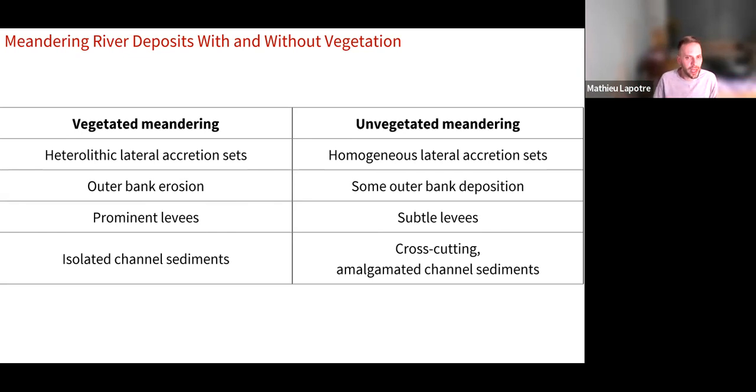So these properties altogether make the deposits of these single channel rivers somewhat more akin to those that have typically been interpreted as diagnostic of braided rivers than those of vegetated meandering rivers, which could possibly skew paleoenvironmental interpretations of the pre-vegetation rock record.